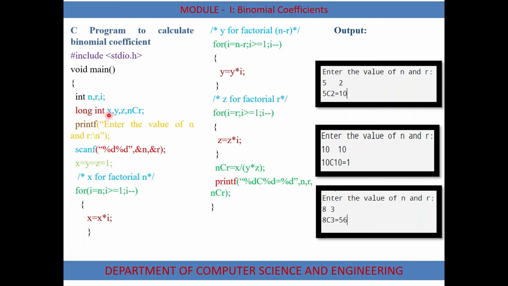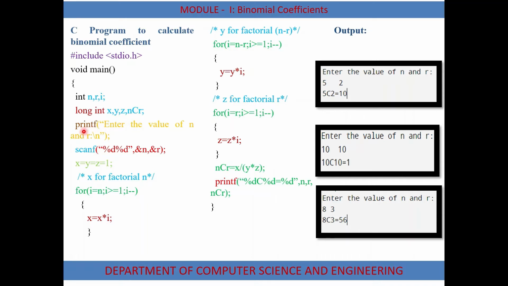So x is used to represent n factorial. Next variable y is used to represent n minus r factorial, and z is nothing but r factorial. Then finally the resultant value, that is nCr. So either you can use this variable or you can use your own variables. Combination or result, you can use any variable here.